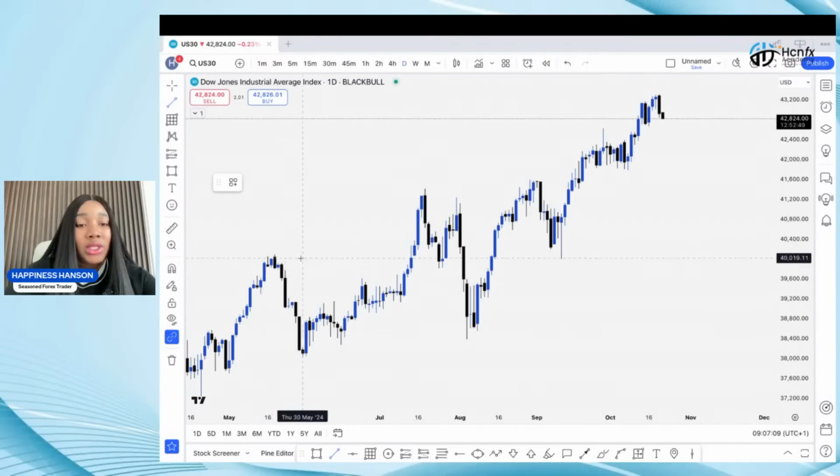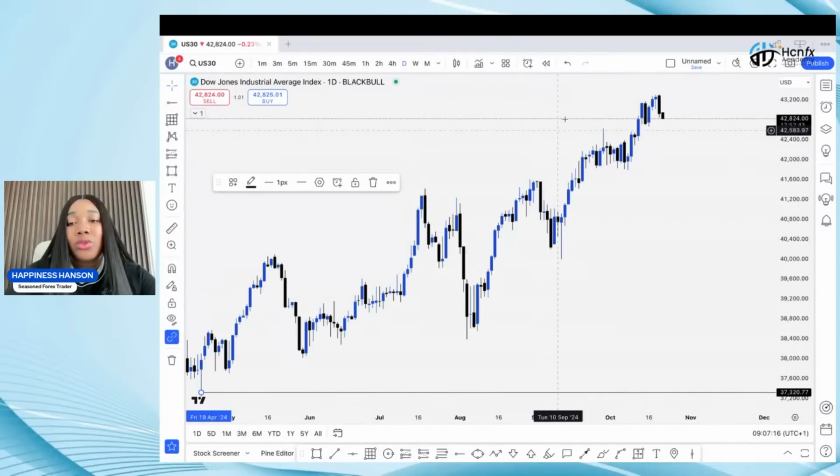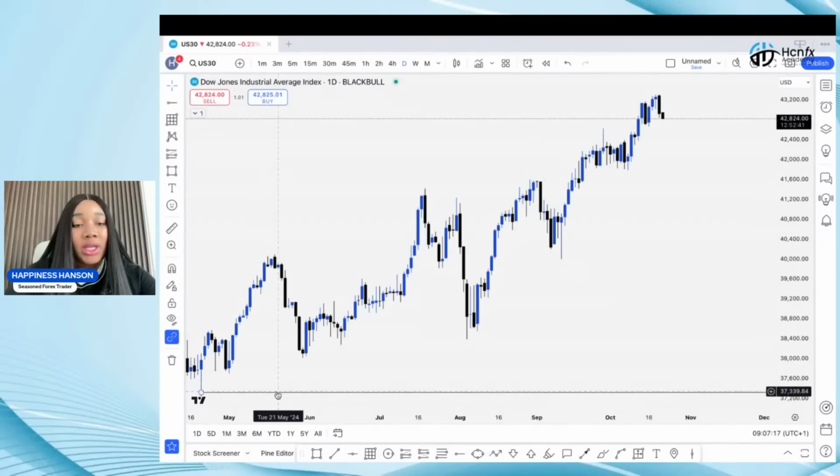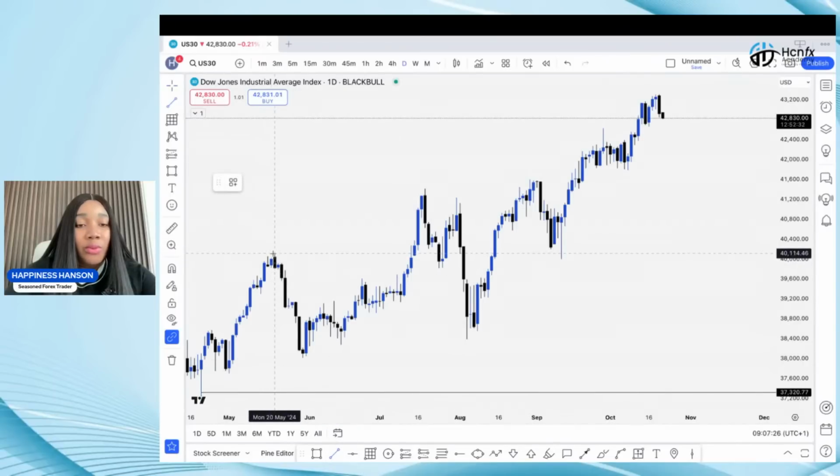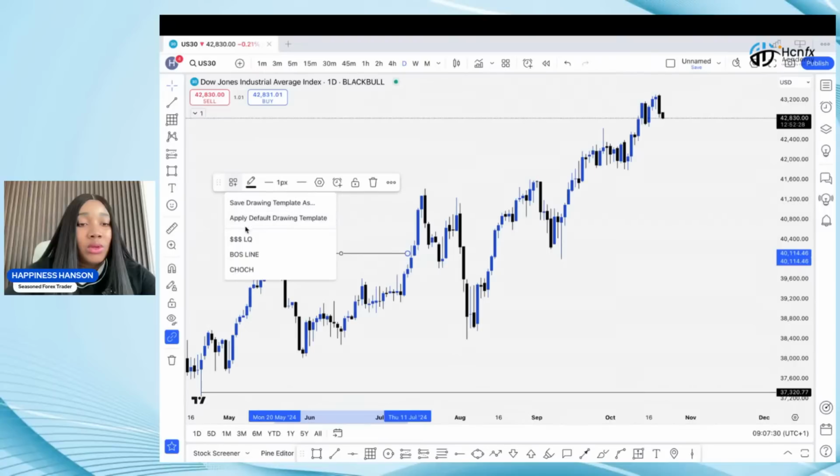So looking at US 30, we're going to start from here to read the market structure to where it is. Mainly looking at it, you will know that we are bullish, that it's trending to the upside. But we're going to make it very clear so that everyone will understand.